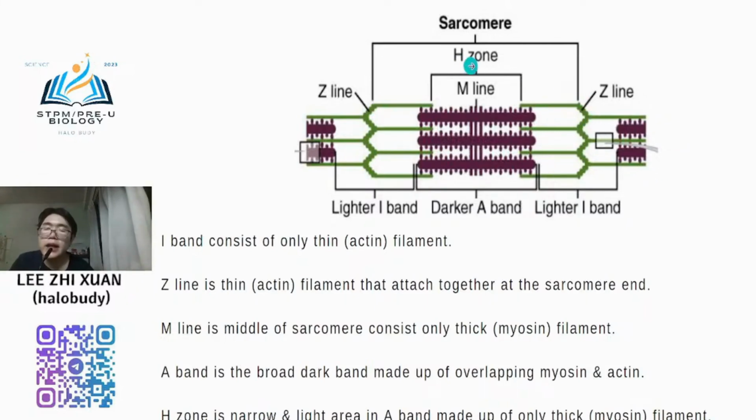Okay, and then another one is the H zone. The H zone is the area in the A band made up of only thick filament. So this is a very important structure. You should remember this one. You need to memorize it. Normally in a structure question, this kind of structure may come out and want you to label it. This one is what, this one is what. You need to know.